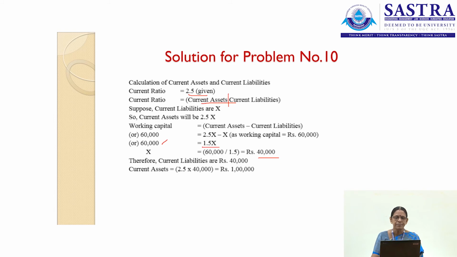What is X here? Current liability. So current liabilities are said to be 40,000. What is your current asset? 2.5 into 40,000 is 1 lakh rupees. Now find out the difference between current assets and current liabilities here. 1 lakh minus 40,000 is 60,000, that is said to be your working capital. So your calculations are correct here.